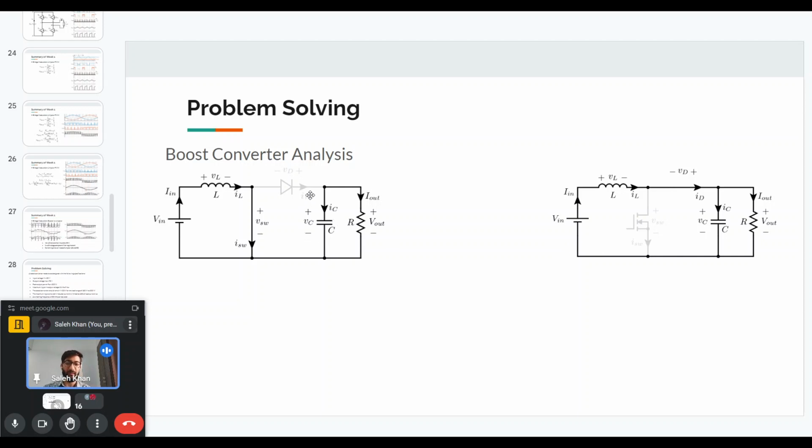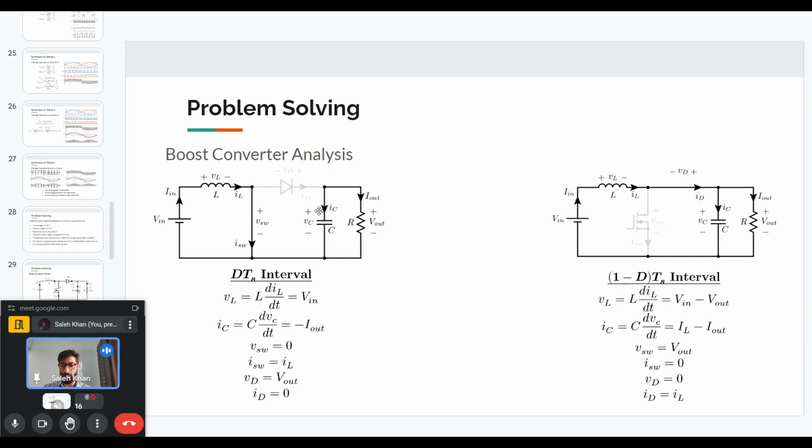And we can also find the capacitor current in these two cases. For the DTS interval, when the main switch is on, the capacitor current is equal to minus I out, and in the 1 minus DTS interval, when the main switch is off, the capacitor current will be equal to IL minus I out.